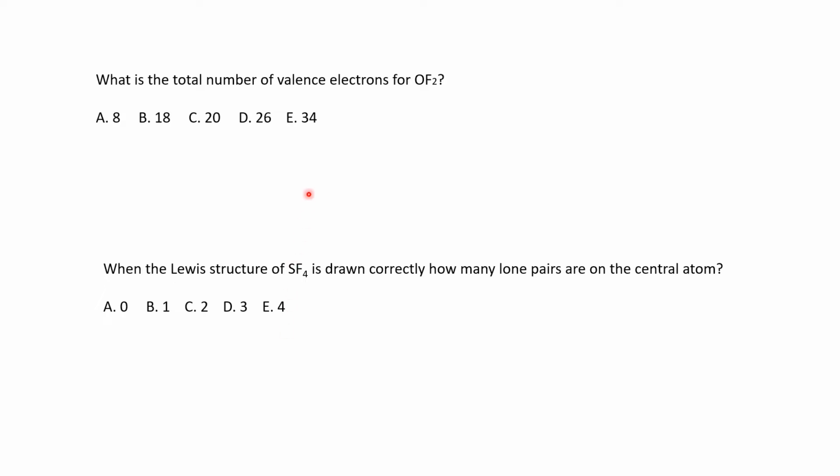What is the total number of valence electrons for OF2? For this question, we are going to calculate the valence electrons. Oxygen brings in 6 electrons and fluorine brings 7 electrons, and there are 2 fluorine atoms. Then that makes 14 electrons, and the total is 20 electrons.